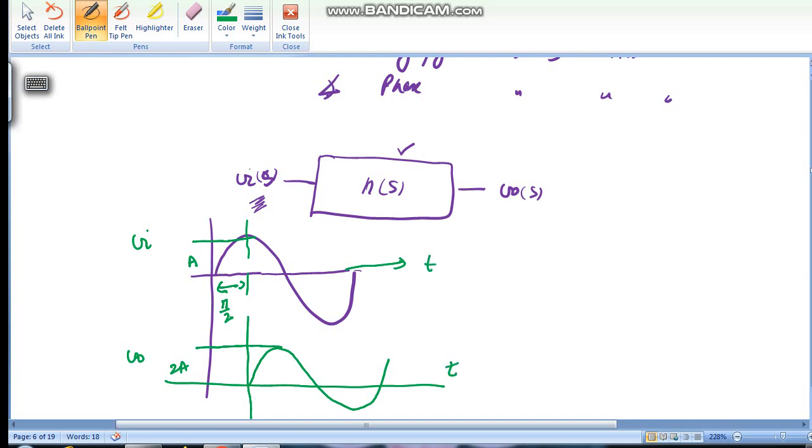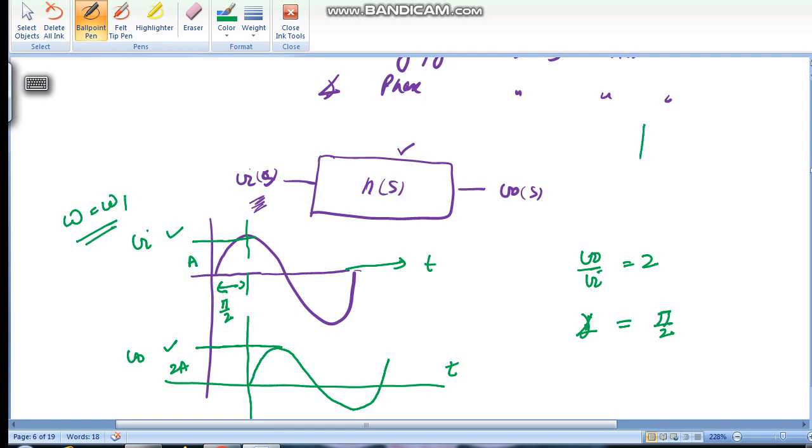So I am just giving you an example to make you understand. So now this is output, this is input. So gain Vo by Vi is 2, and phase difference is pi by 2. Okay, so this is for, say, frequency omega equals some frequency omega 1. Now for all frequencies, if we want to represent, we need frequency response, and we use Bode plot.